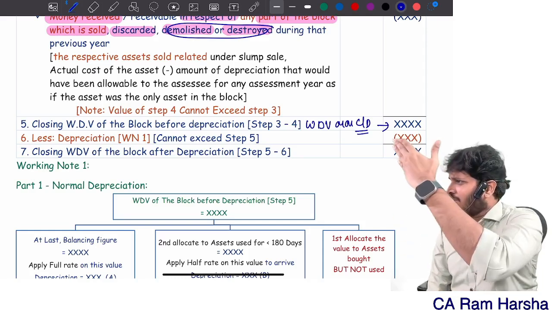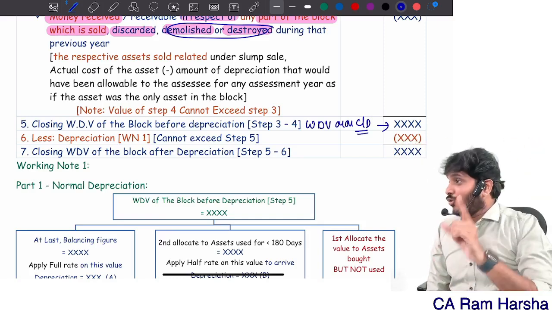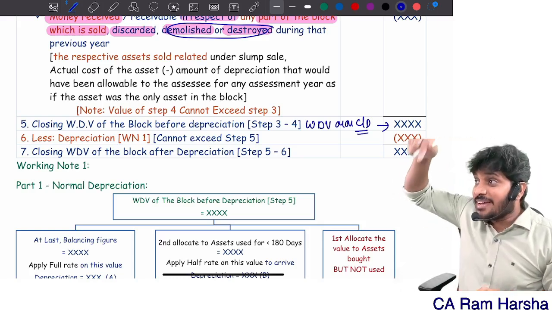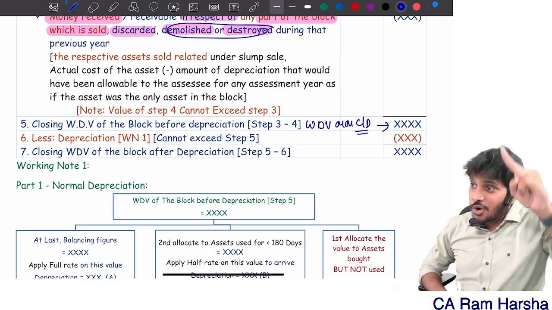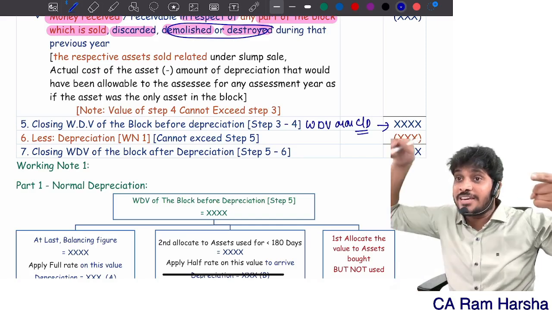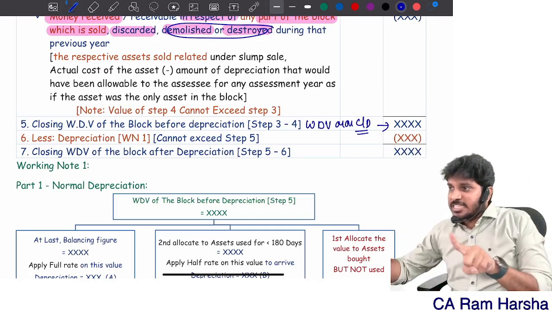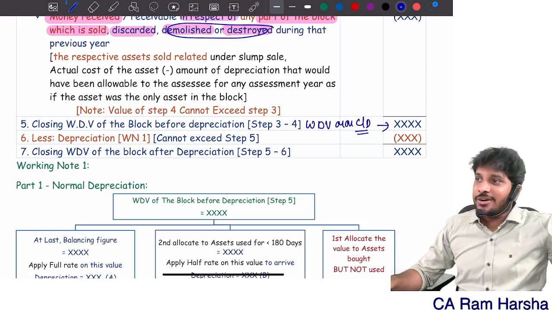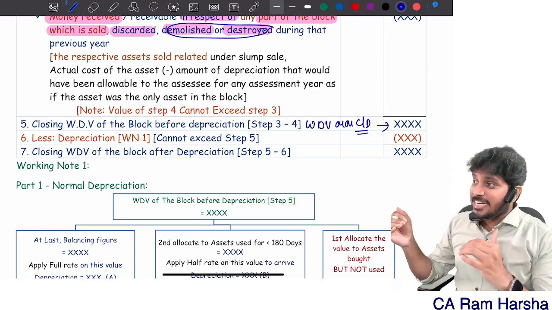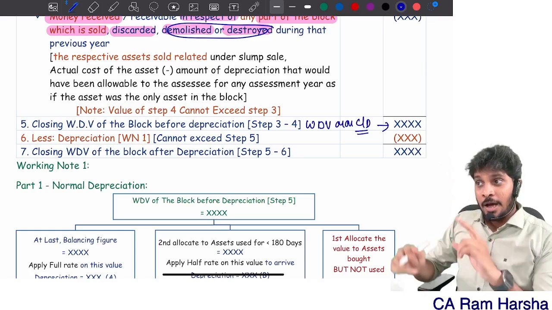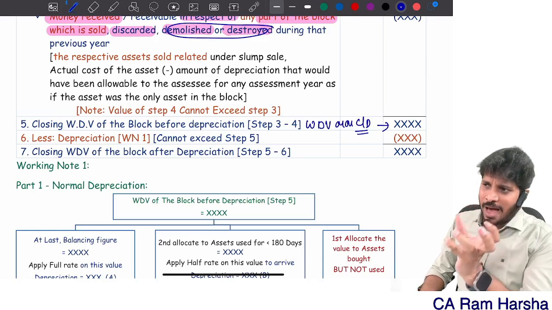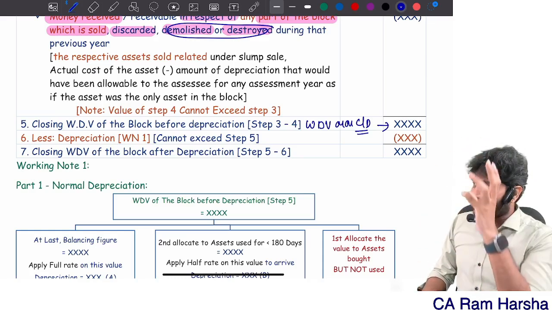Some students don't apply their mind: 31st March, same one, no. Written down value in income tax means before depreciation. Opening written down value means closing written down value minus depreciation of that year, which then becomes the opening written down value of the current year. So opening written down value as on 1st April is not the closing written down value on 31st March. Agreed? All of you? In fact, opening is not called written down value, it's called opening balance. Opening balance is different, and closing written down value is different.